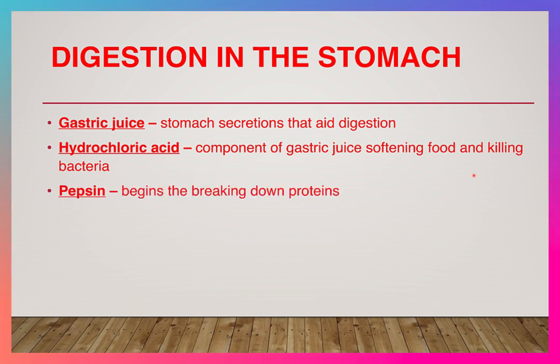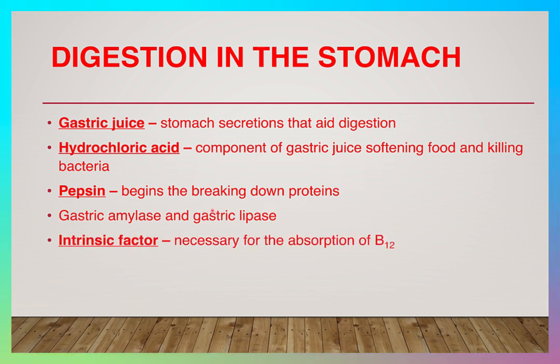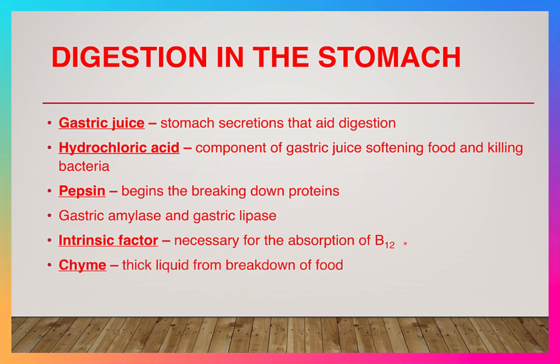The principal enzyme in your stomach is called pepsin. Pepsin works to break down the proteins. There is also gastric amylase. You remember amylase breaks down amylose, or carbohydrate, and there are gastric lipases that break down lipids. Also in the stomach is a specific chemical called intrinsic factor. Intrinsic factor is important for one thing, and that is the absorption of vitamin B12. If you don't have intrinsic factor, then you will not absorb vitamin B12.